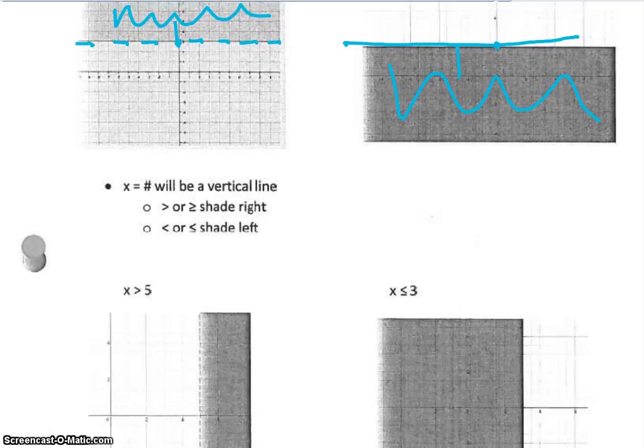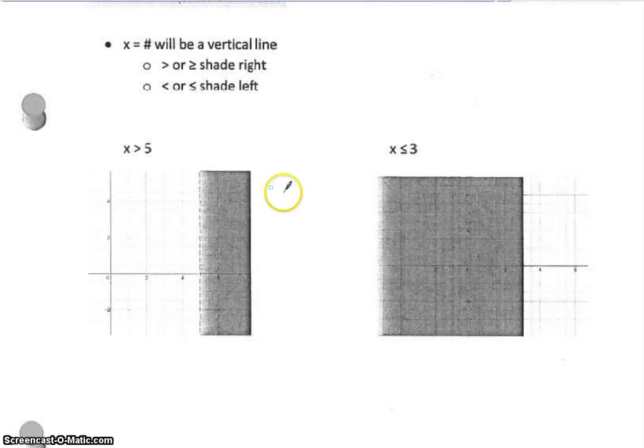Okay, the other special case is when it's just x and there is no y. We learned previously that x equal a number is a vertical line. That means it goes up and down, okay? Inequality is the same thing. The only thing that's different when you have just x is that you cannot get above or below a vertical line. It's just not happening because it goes forever up and forever down. So this is the one and the only time that you will think about shading right or left.